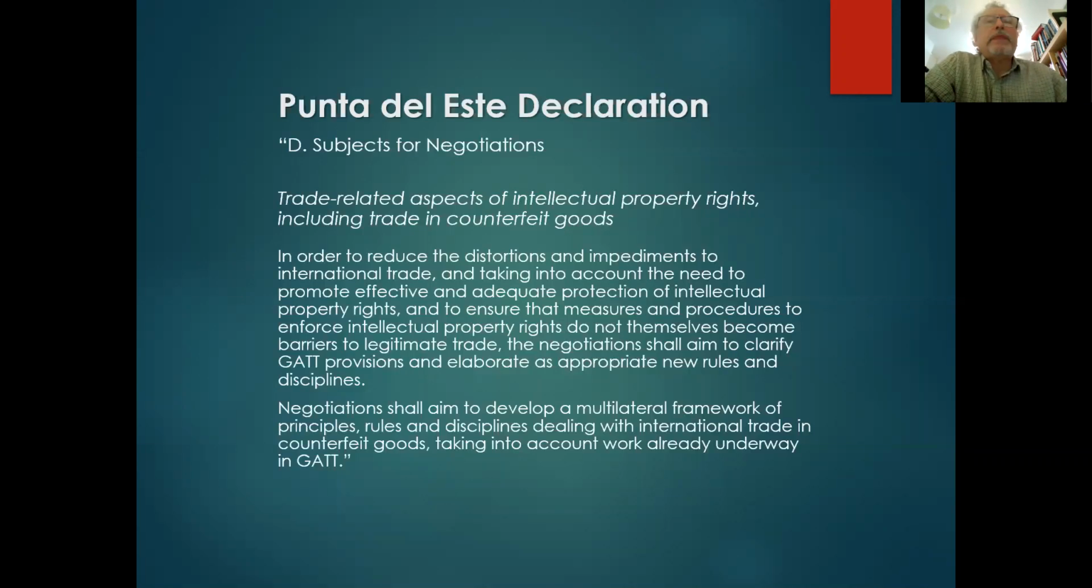Now, there was a section of the declaration that launched the trade round and set out the agenda for negotiation, called Trade-Related Aspects of Intellectual Property Rights, including trade in counterfeit goods. And it's worth looking at this quite carefully. So you notice it says these are subjects for negotiations. So it says, in order to reduce the distortions and impediments to international trade.